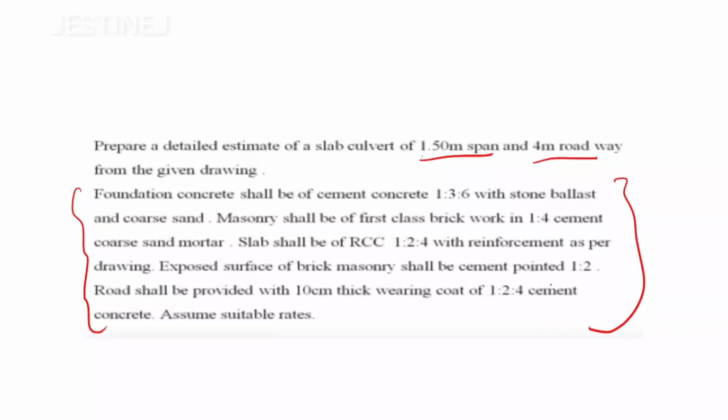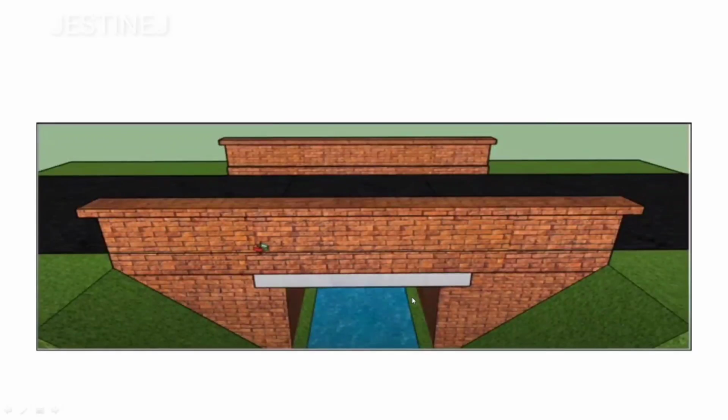That is foundation concrete, 1:3:6 ratio given. Then first class brick is also used for this construction. Then RCC slab. Then some thickness for the road cover, the wearing coat, is provided likewise. If you observe this three-dimensional figure, you will get more clarity regarding what is written here. We need to find out this quantity, that is brick masonry.